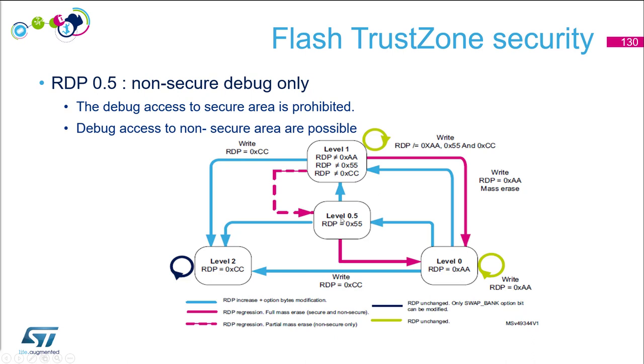Regarding decreasing the RDP level, if you are switching from level 0.5 to 0, then you've got a full mass erase. That means all the regions, the secure and the non-secure, have been erased. If you are switching from level 1 to level 0.5, you will just erase the non-secure part. Okay? So I would say level 0.5 is really a way to work with the secure part without any impact on the secure one.